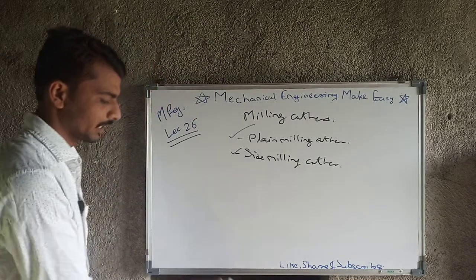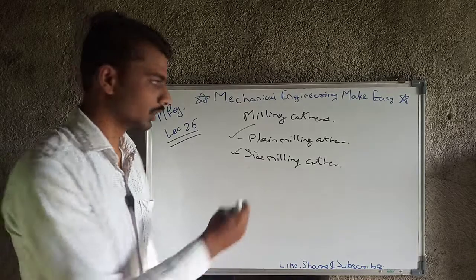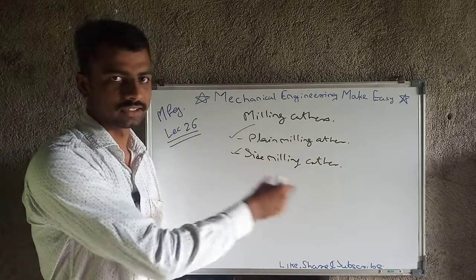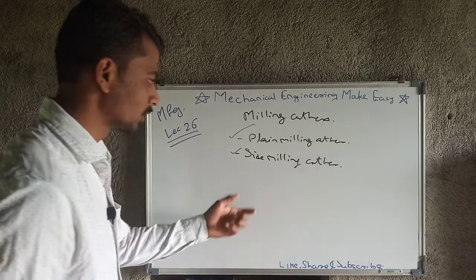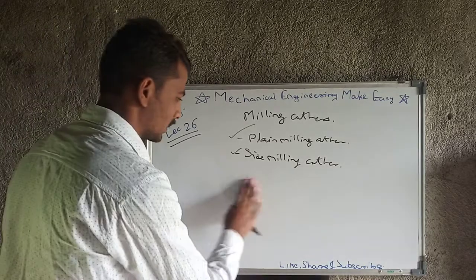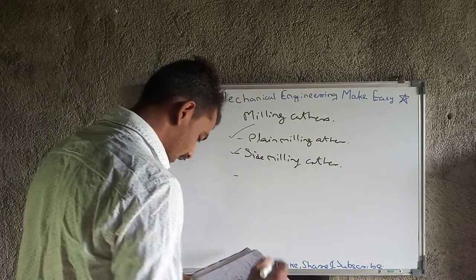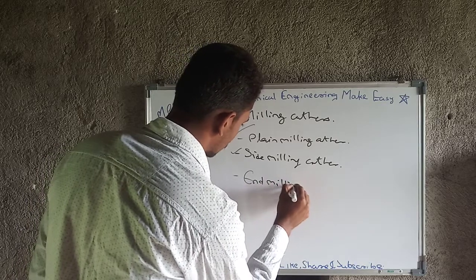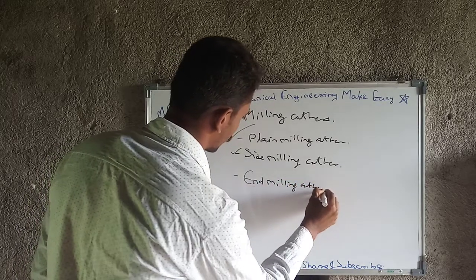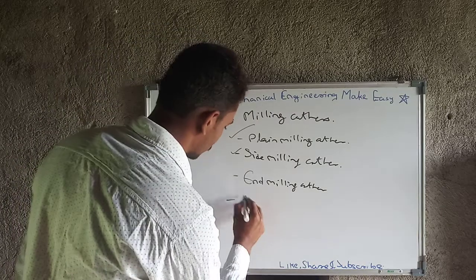And if you want to see the proper figures, then you can search on Google, like plain milling cutter, like side milling cutter. Then you will get to know more. I can also place those figures in the video itself, but that will cost me too much editing, that's why. Then end milling cutter. End milling cutter is also one type. Then there is the T-slot milling cutter.